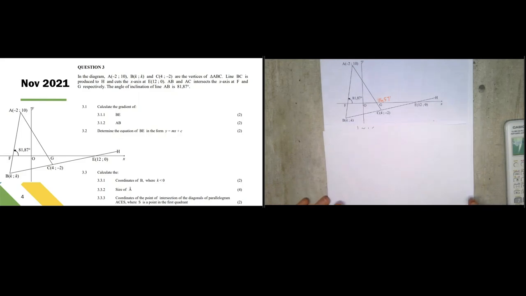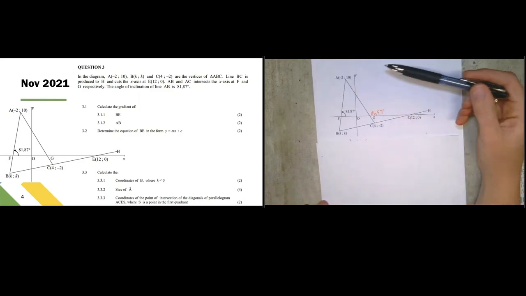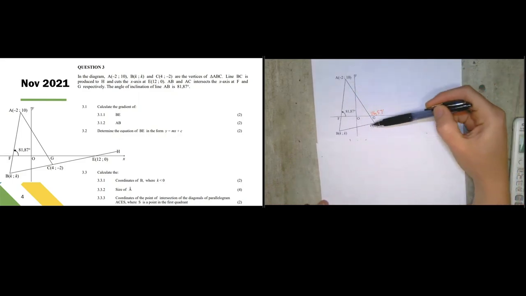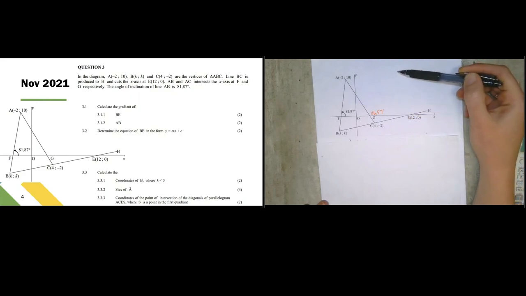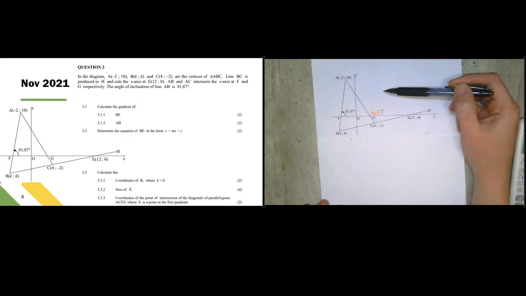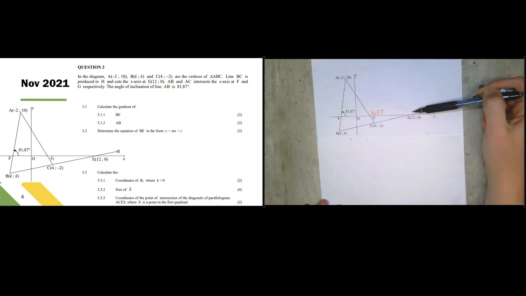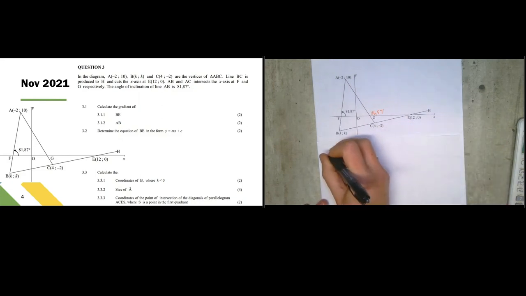First of all, they're talking about a parallelogram that's not on our picture. ACES. So S is somewhere here. We don't know. But what do you know about the diagonals of a parallelogram? They intersect in the middle. So I can just go and work out the midpoint of line AE because that would be my one diagonal. So I'm going to go work out the midpoint of line AE.